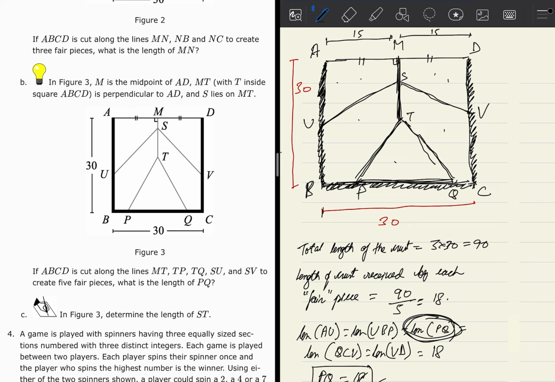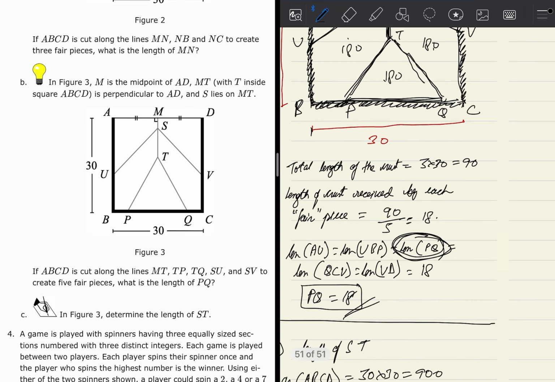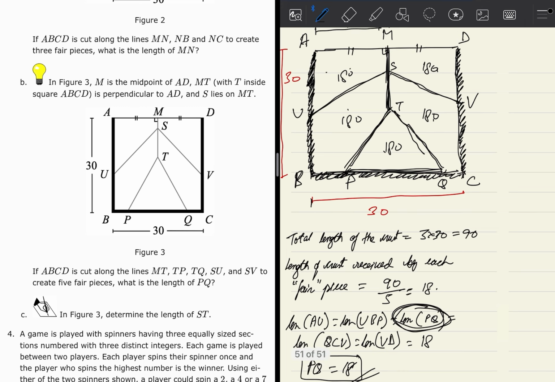Okay, so this is 180, this is 180, this is 180, this is 180, this is 180, and if you add all of them up, we get the total area of the square. Now how is this going to help us? We have to figure out this part, ST.